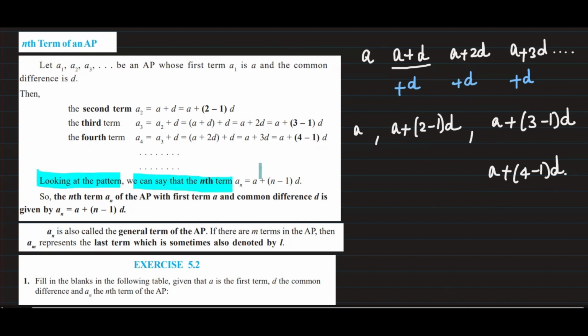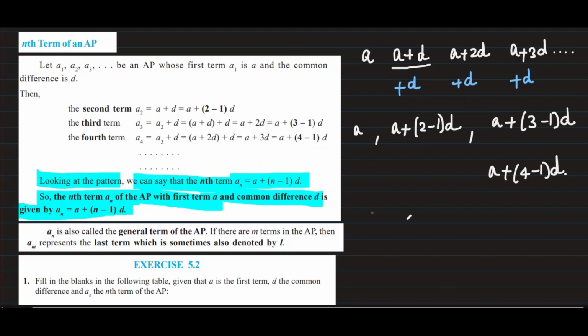we can say that the nth term, that is An, can be written as A plus n minus 1 into D, right? So the nth term An of an AP, with the first term as A and the common difference D, is given by the formula An is equal to A plus n minus 1 into D.